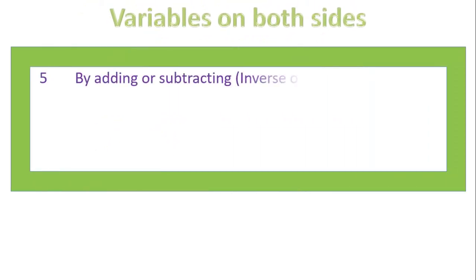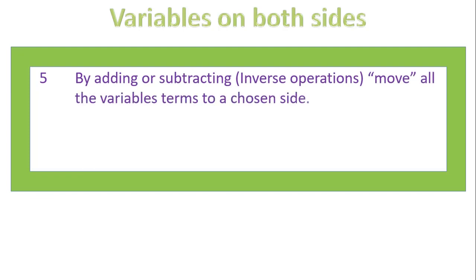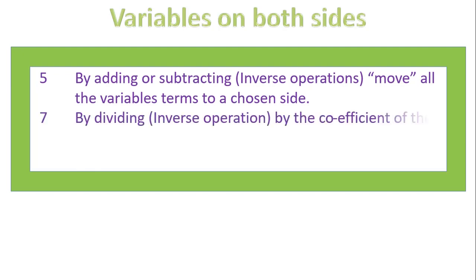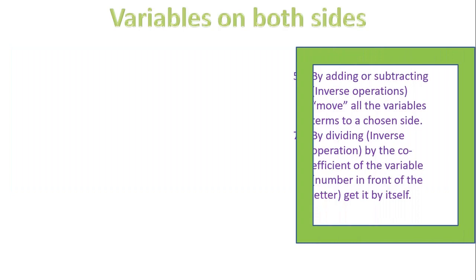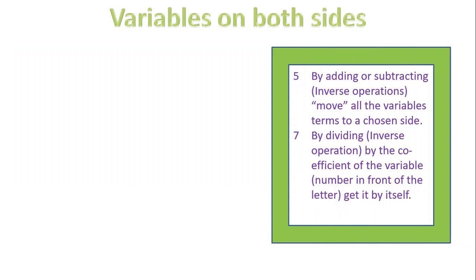Step 5. By adding or subtracting, which is inverse operations, move all the variable terms to a chosen side. And step 7. By dividing, which is inverse operation, by the coefficient of the variable, which is the number in front of the letter, get it by itself. This means that the equation is now solved. There are 2 steps. Example 1.